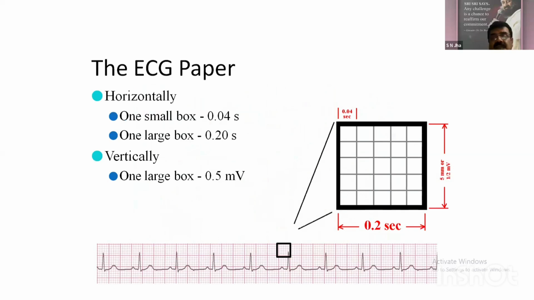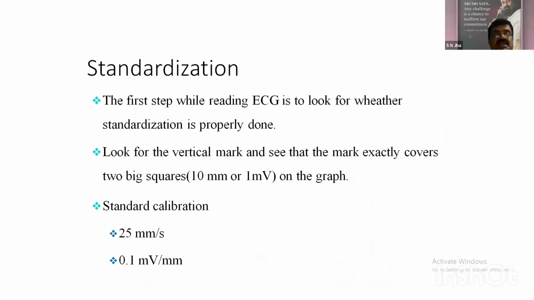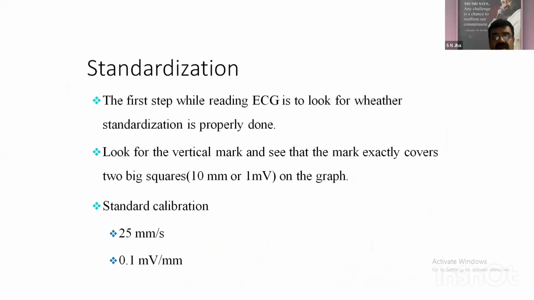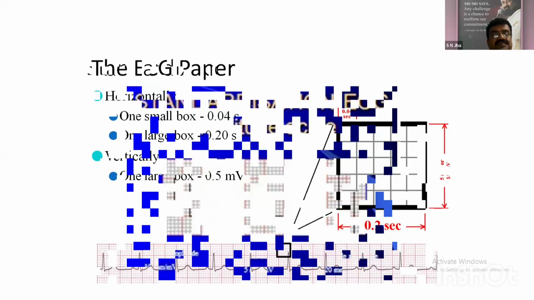Horizontally, the x-axis is the time scale. One small square is 0.04 second, and for a big square we multiply it by 5, so it comes to 0.2 seconds. Vertically, on the y-axis, one large box is equal to 0.5 millivolt, since 1 millivolt is equal to 10 small squares, and half of it is 0.5 millivolt.